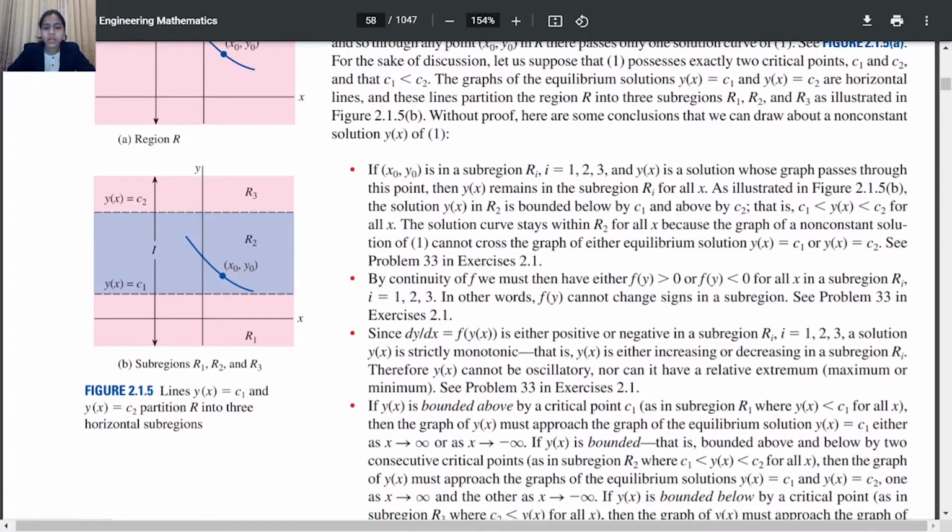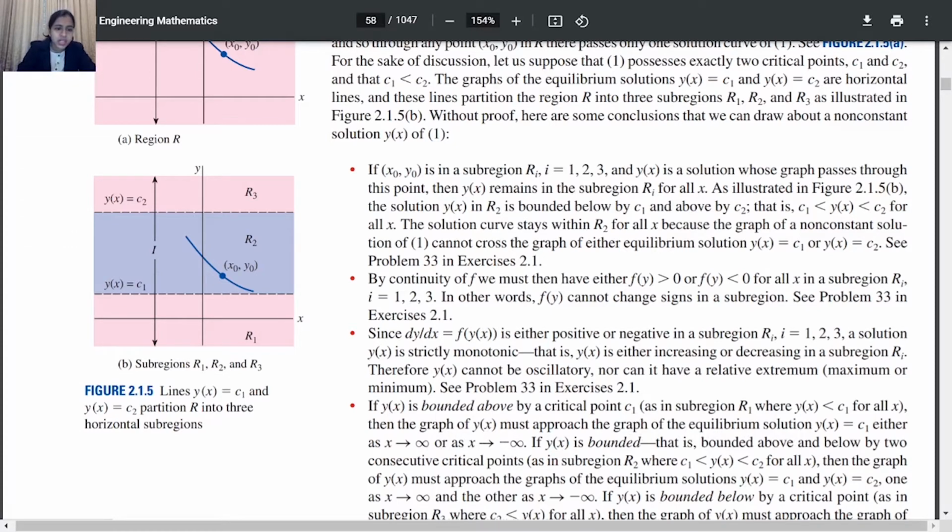Also it is strictly monotonic. Monotonic means just now that I have stated that it is either strictly increasing or strictly decreasing. It cannot be both. And similarly, if y of x is bounded above by a critical point, C1, then the graph of y of x will approach the graph of the equilibrium solution either as x tends to infinity or minus infinity.